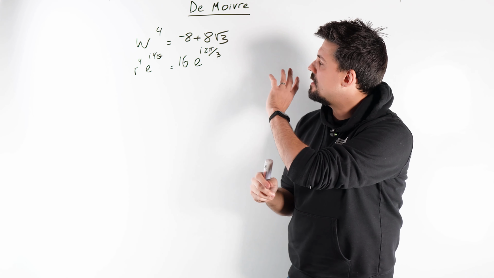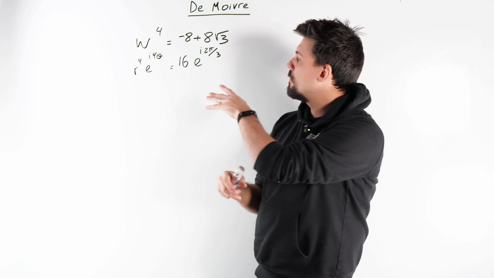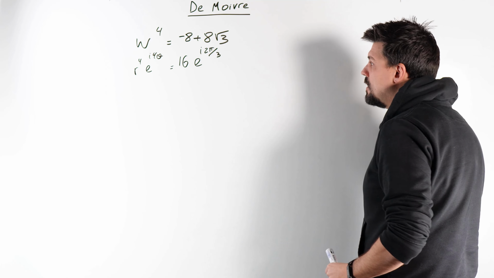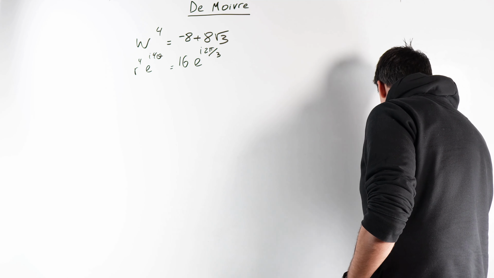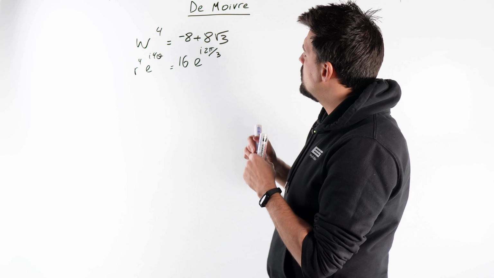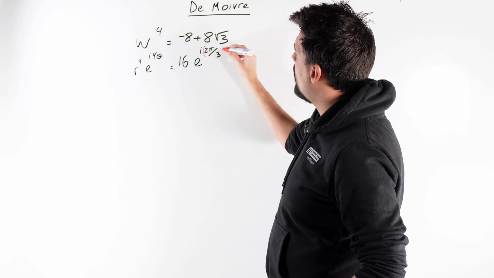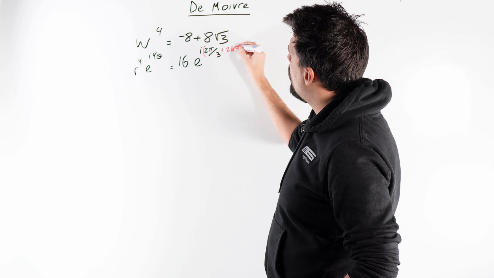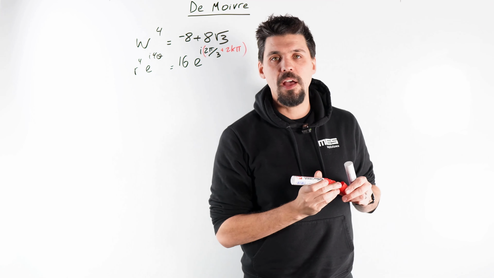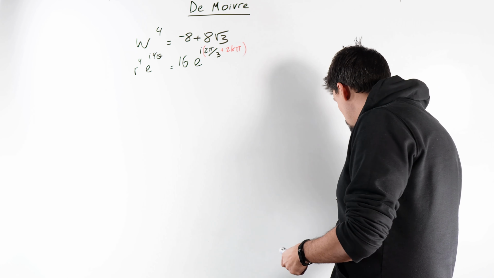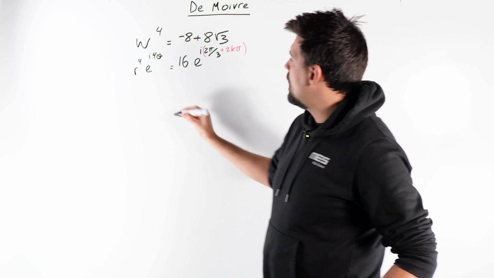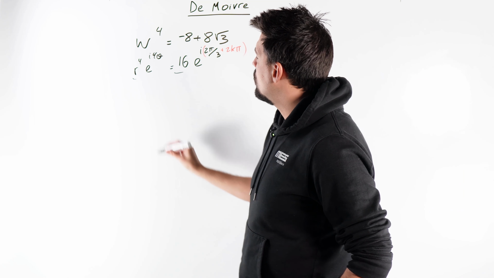Modulus argument form makes this much, much easier for me. Because there are two things we need to do here. One of which is we need to point out that this 2 pi over 3, we can whack on any number of 2 pi's that we want. That is very, very important. And then all we need to do is look at the moduli.